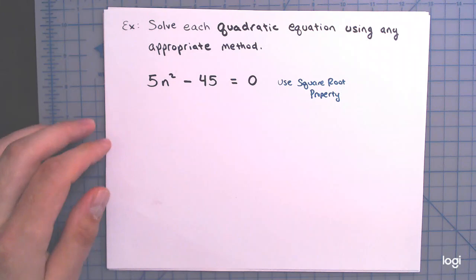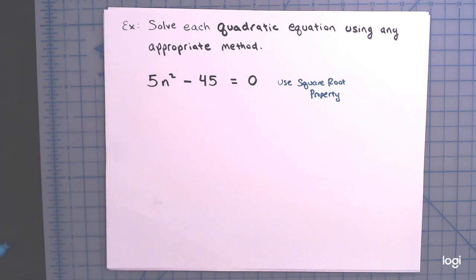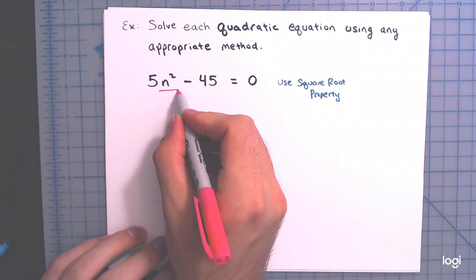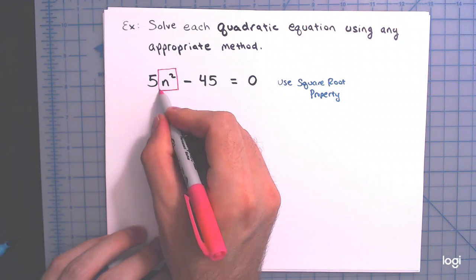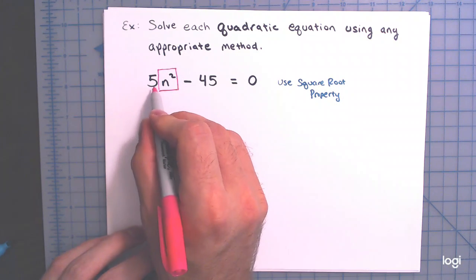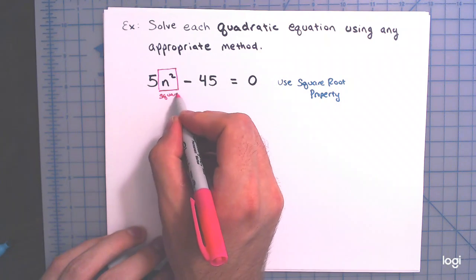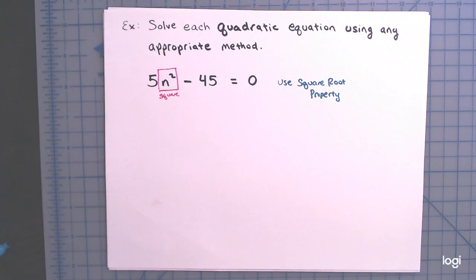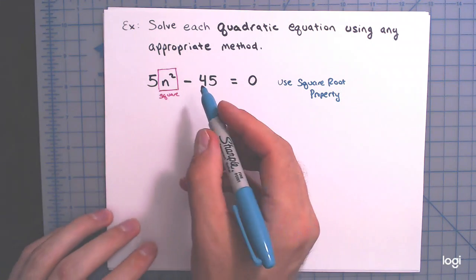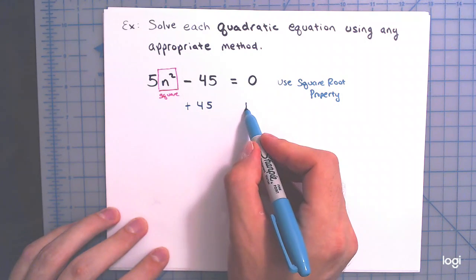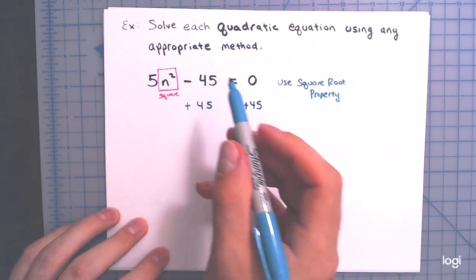Alright, so how we do that is first we isolate the square. The only thing being squared is this variable n, right? This is the square. Not the 5. The 5 is not in parentheses with the n. So I'm going to isolate that. First I would be adding 45 to both sides, trying to get the n squared alone.